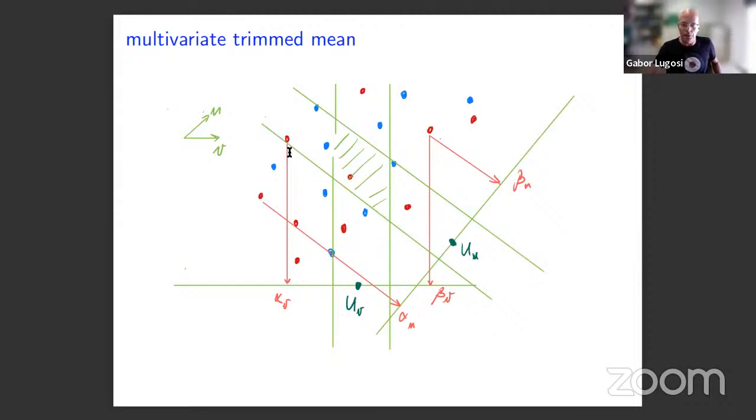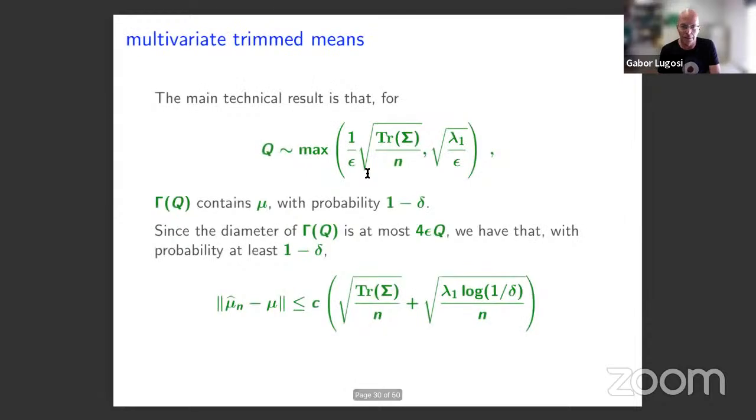This is how it looks. Again, we use the red points. Here it's illustrated in these two directions, U and V. V is this horizontal direction, so we project all points to this horizontal line. We compute alpha and beta in this dimension, we compute the trimmed mean estimator, that's this U, and then we take this slab. And then we do the same in all possible directions. This is the same in this other direction. So this is the intersection of these two slabs, but we do it in all directions. So that's the trimmed mean estimator.